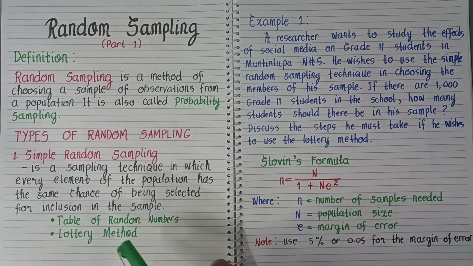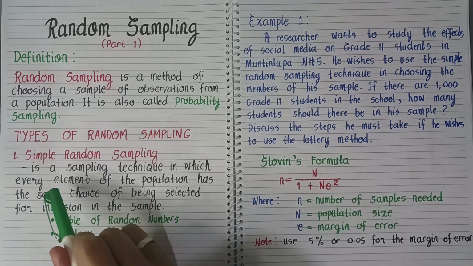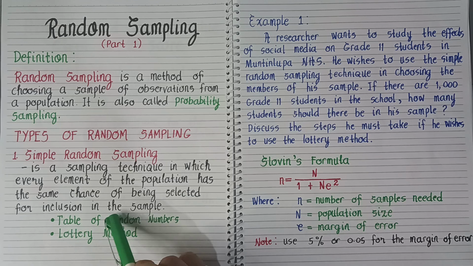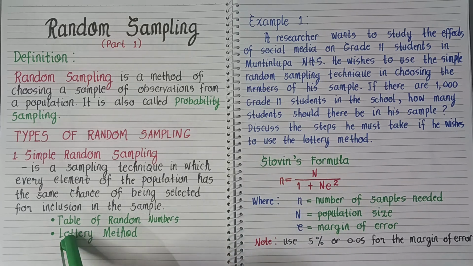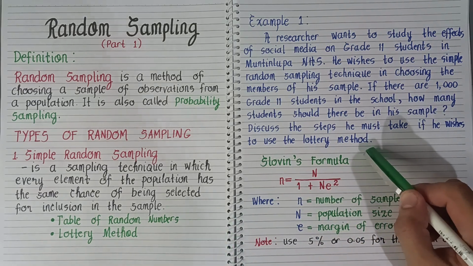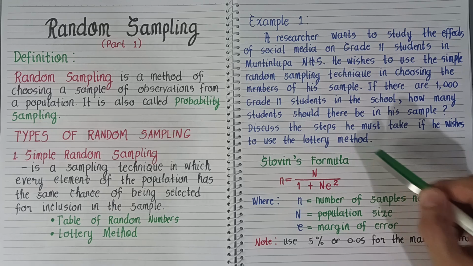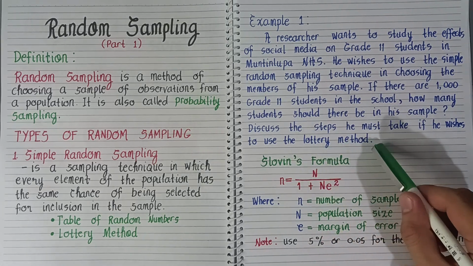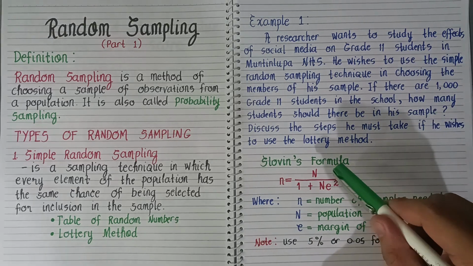Okay, by the way, sa simple random sampling, okay, is a sampling technique in which every element of the population has the same chance of being selected for inclusion in the sample. So, lahat ay may chance na mapili. Okay? So, actually, we have two ways, using table of random numbers and by lottery method. Okay, so dito, pinapagamit sa atin yung lottery method. Step number 1 natin, kasi sabi dyan, discuss the steps he must take if he wishes to use the lottery method.